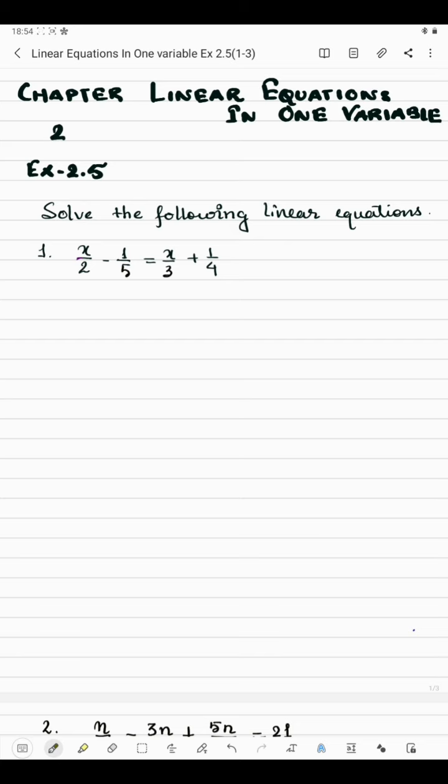Hello students, today I'll be starting with exercise 2.5, question number 1. In this question we have to solve the following linear equation. Here we will have to solve this equation to get the value of the variable, which is x here.